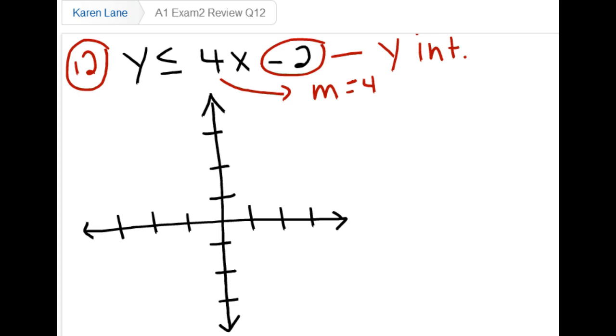So the y-axis is the vertical axis. So down at negative 2, we'll put a point. So the slope is 4, so that means 4 over 1. So we'll go up 4, 1, 2, 3, 4, and over 1, and put our other point. Now because this is less than or equal to, we're going to draw our line as a solid line.